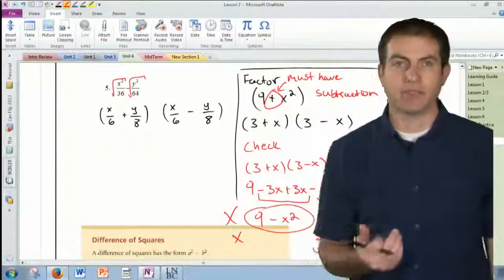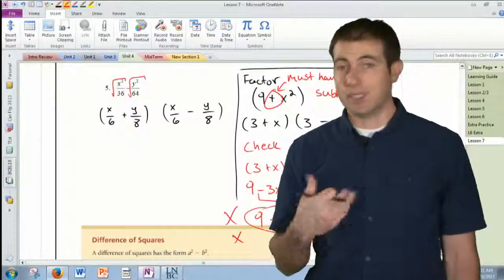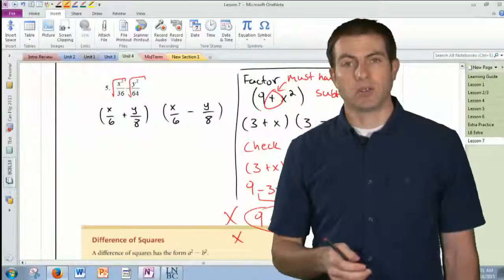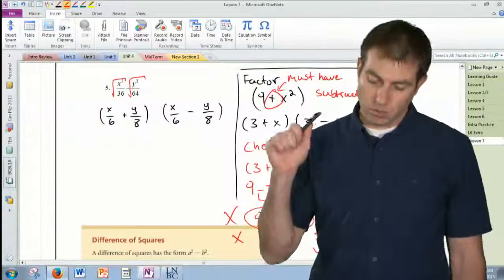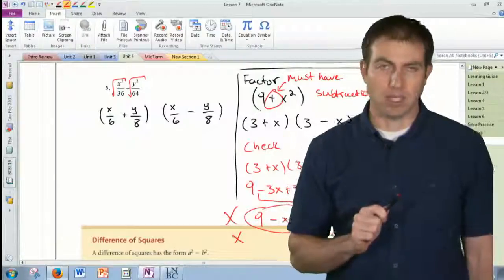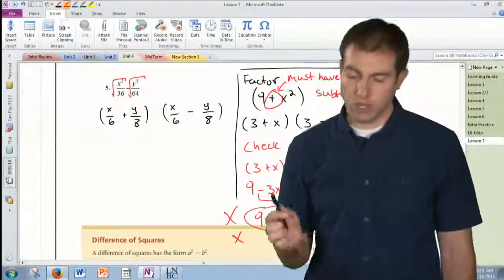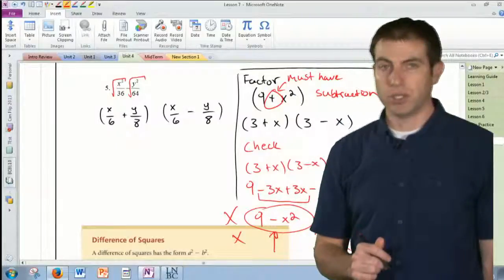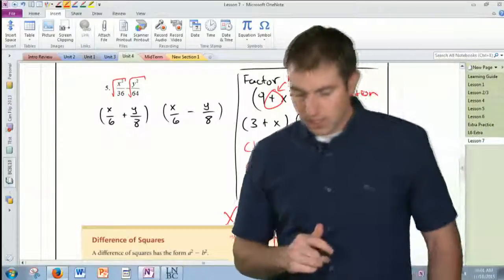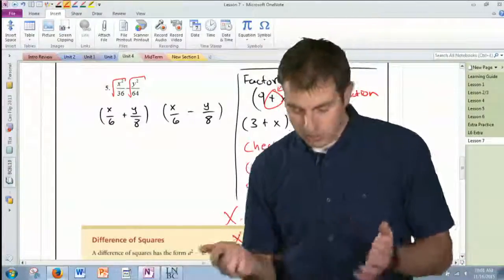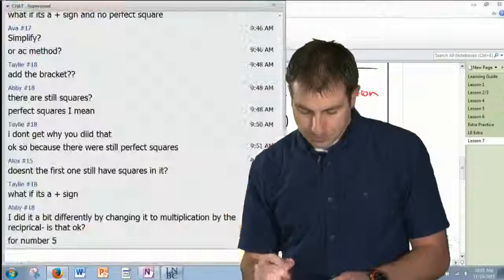It's called a difference of squares. If it were called an addition of squares, then we could do it, but it's not. It must be a difference of squares. And it will not work out if you have two perfect squares separated by a plus sign. It just doesn't work out. You'll always end up with the wrong sign in the middle when you go to check it. So just one of these things. Difference of squares has to be a difference, and they have to both be perfect squares.